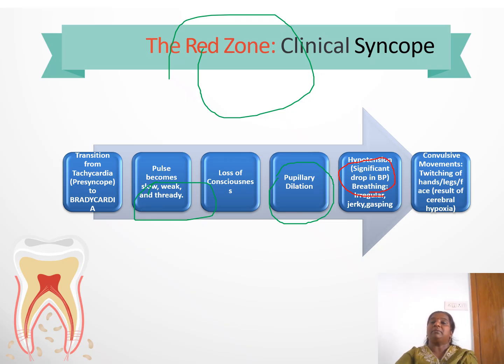Irregular gasping breathing also occurs. Sometimes the patient may get convulsive movements also. Not always, sometimes they get. If cerebral hypoxia occurs, then the patient may get these convulsive movements. So when these symptoms occur, we can find out that the patient has reached the clinical syncope stage, and we have to treat the patient immediately.